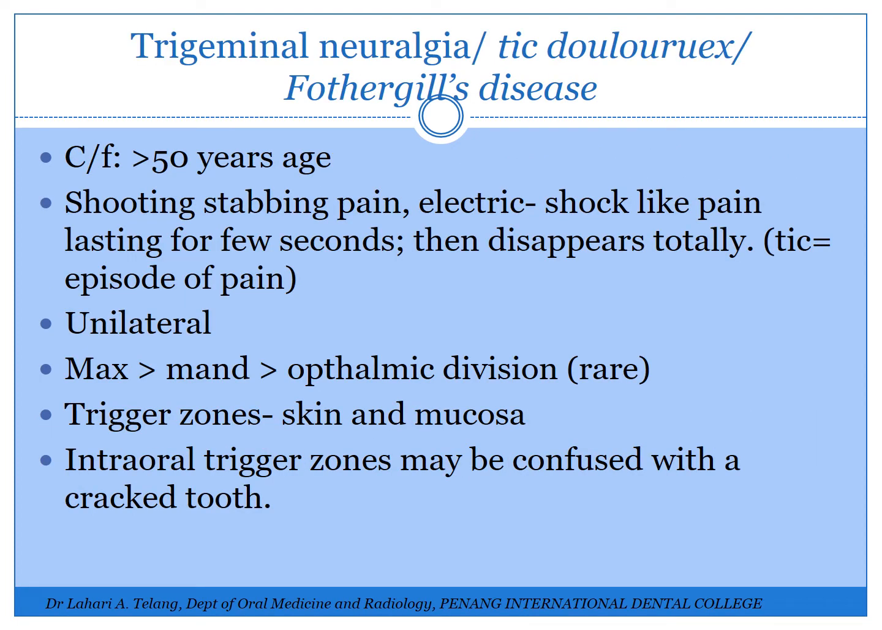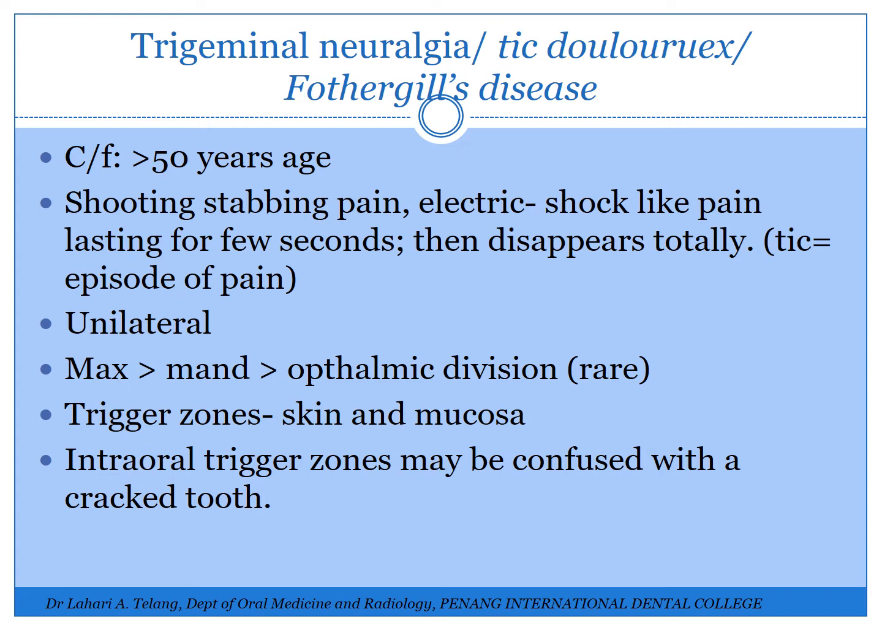So, trigeminal neuralgia was also called Tic Douloureux or Fothergill's disease. Generally seen in patients over 50 years of age. Patient has shooting, stabbing pain, electric shock-like pain which lasts for a few seconds and then disappears totally. This is called a tic, that is the episode of pain. Generally unilateral, maxillary division of the trigeminal nerve is more affected than the mandibular, and lastly is the ophthalmic division.